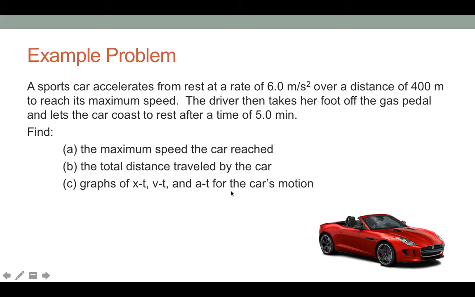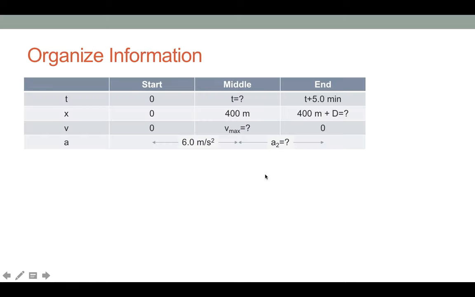To do all of this, the first step is to organize all the information in the form of a table. That table will have rows for the various kinematic variables: time, position, velocity, and acceleration. The columns will be different points in the object's motion. In this case, it'll be the start, when the car is at rest, the middle point, when the car is at its maximum speed, and the end, when the car again comes to rest. So we're going to take all of these elements in the table and fill them in with the quantities we're given in the problem.